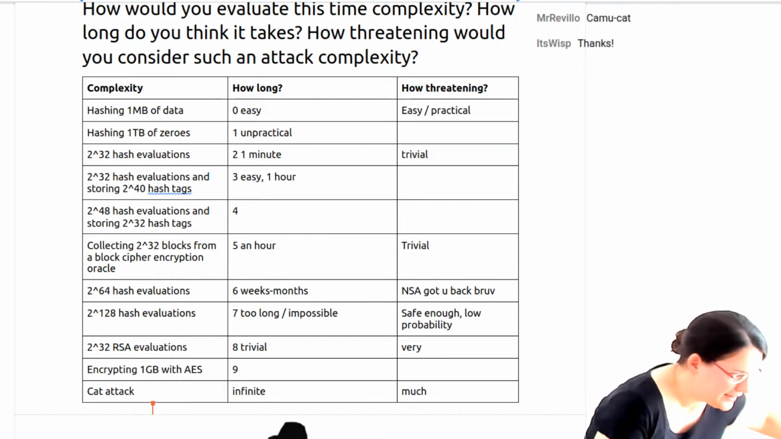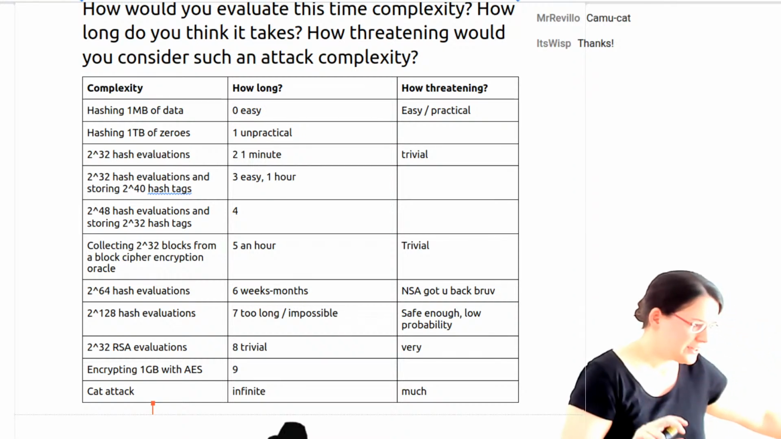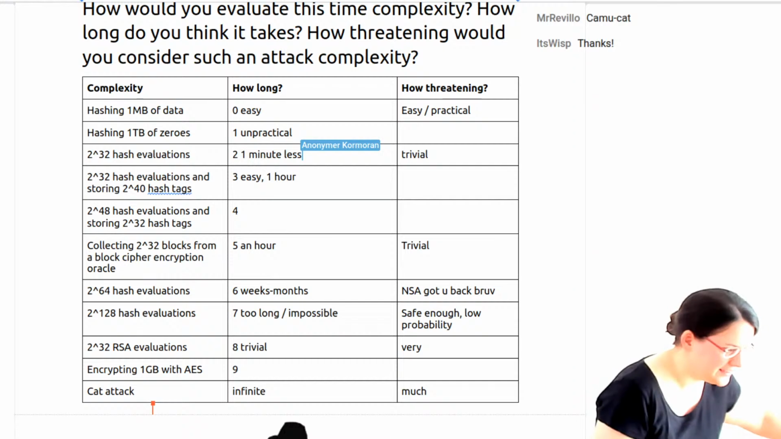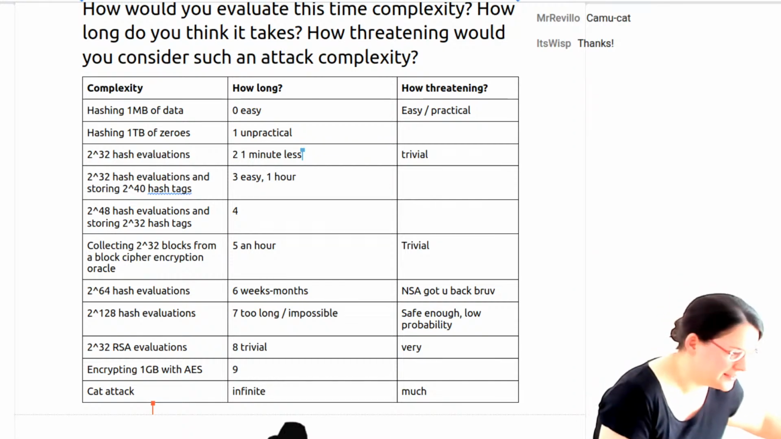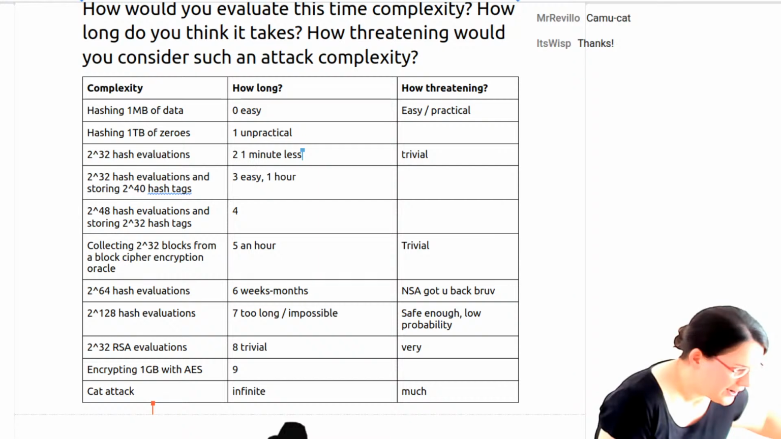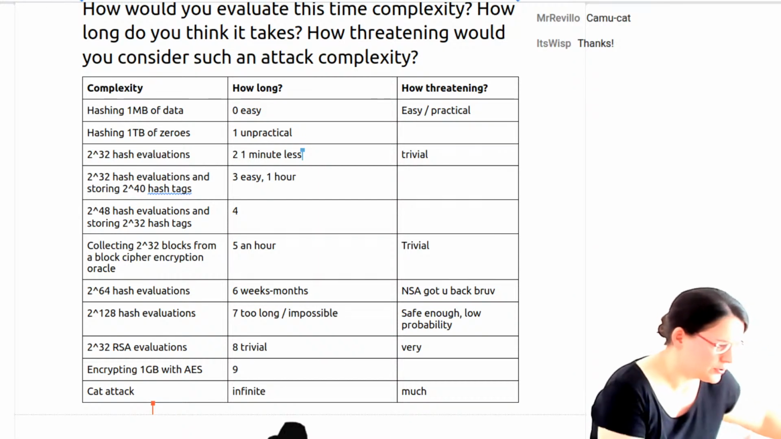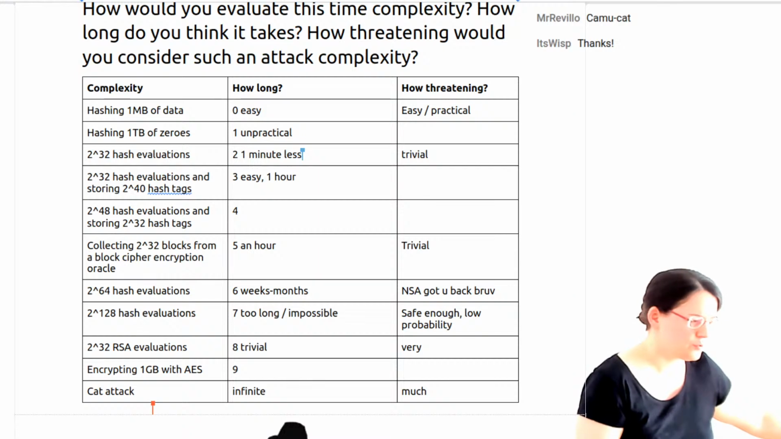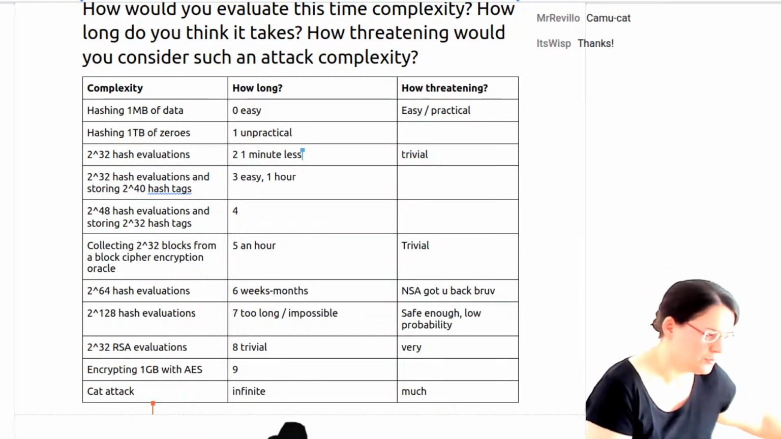2 to the 48 hash evaluations and storing them. So this is actually easier than the previous one because we said time is less costly than storage. Collecting this many blocks in an hour, yeah, that depends of course a lot on the application. 1 hour would be a possible time frame. It can also be a lot longer depending on the application.